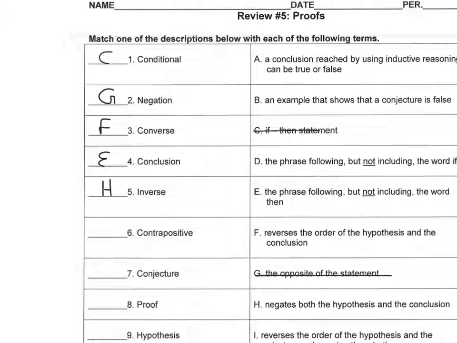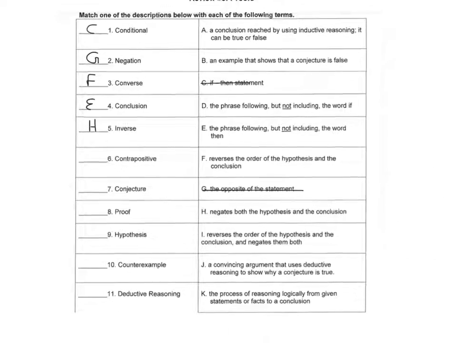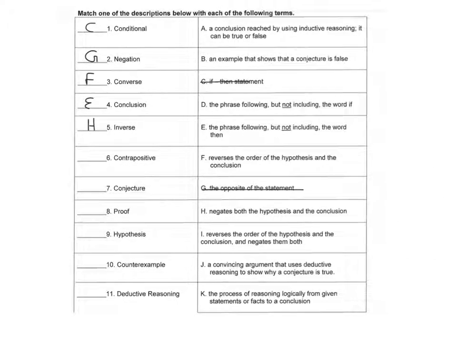That would be H. See, the contrapositive flips and negates, so that would be I, reverses the order of the hypothesis and conclusion and negates them. A conjecture, number 7, we haven't talked about that in a while, but it's a conclusion reached by using inductive reasoning. It can be true or false. That's going to be A. J, a proof is a convincing argument that uses deductive reasoning.